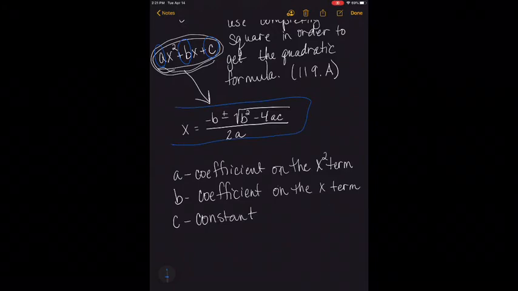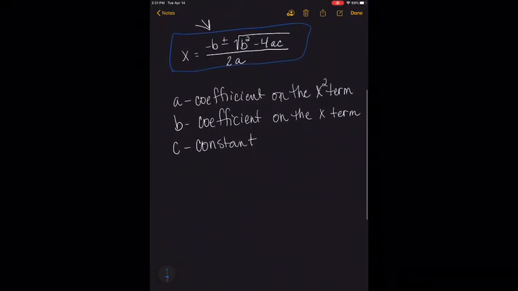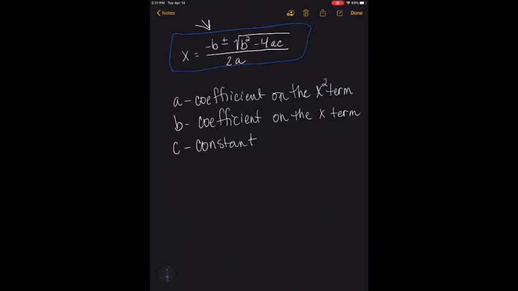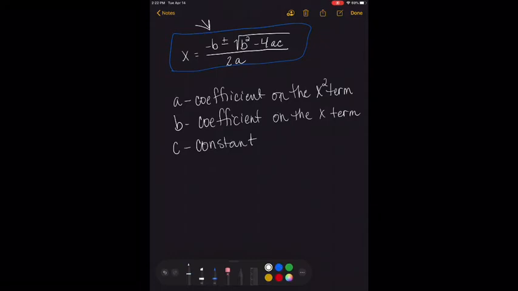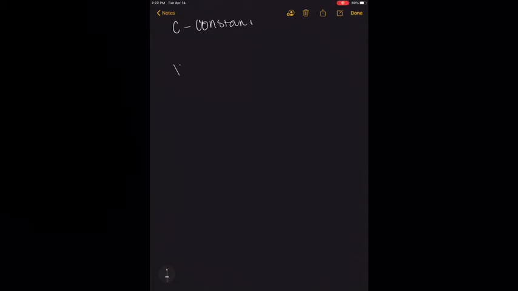So you have to know where to get your a, b, and c when you're plugging everything into this formula. When you are solving quadratic formula problems, make sure you start off by writing x equals the opposite of b plus or minus the square root of b squared minus 4ac all over 2a. All right, so let's look at our very first one.